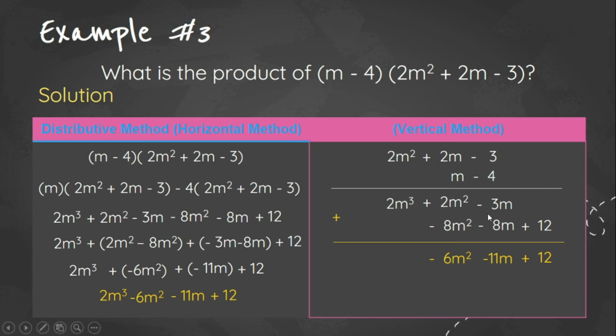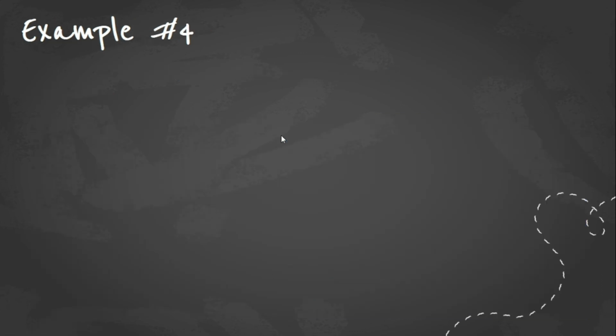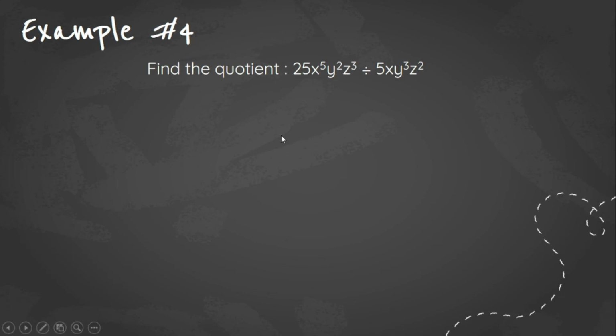And then, bring down 2m cubed. Wala naman siya katapat. So, we'll come up with the same answer. 2m cubed minus 6m squared minus 11m plus 12. Okay? So, yan. Tapos na tayo sa multiplication. Now, let's move naman sa division.